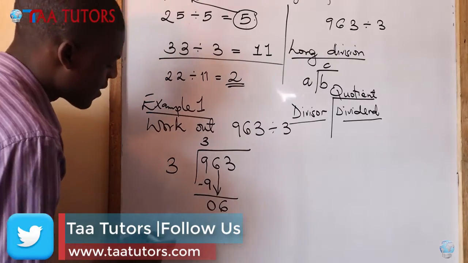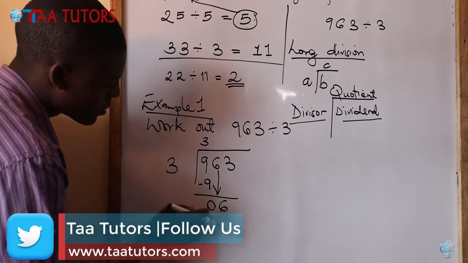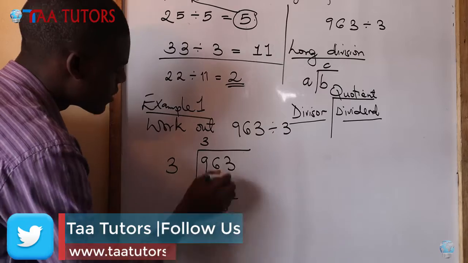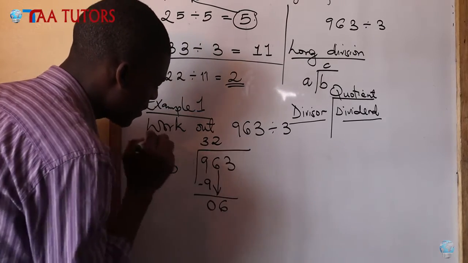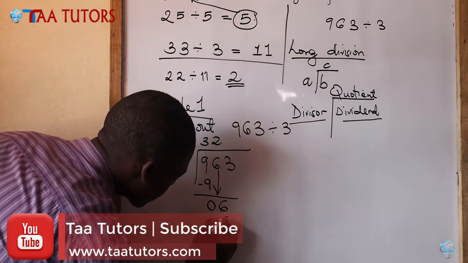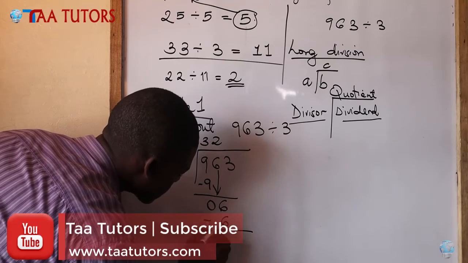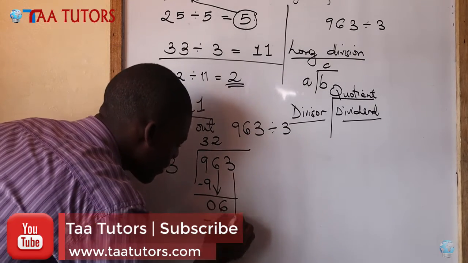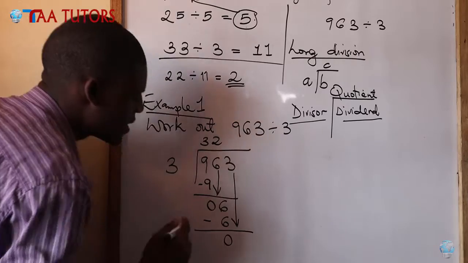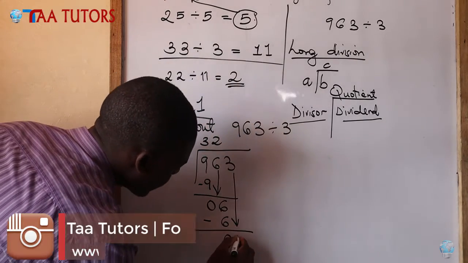We again ask ourselves, how many times does 3 go into 6? That is 2 times. So we will have 6 down there. 6 minus 6, we have 0. We drop 3. We just go step by step. So we will have 3 there.